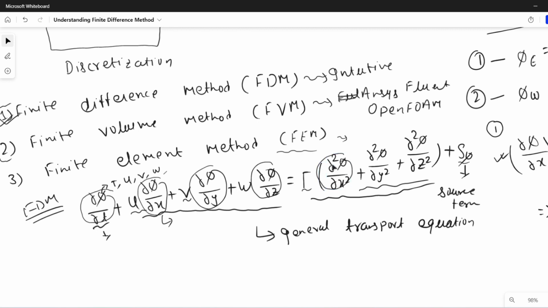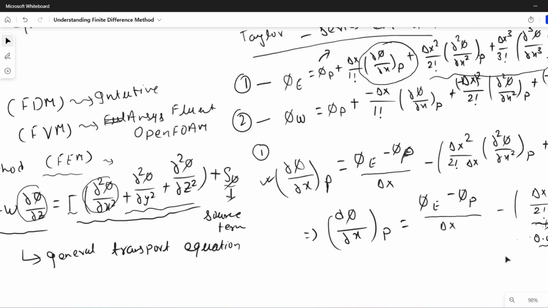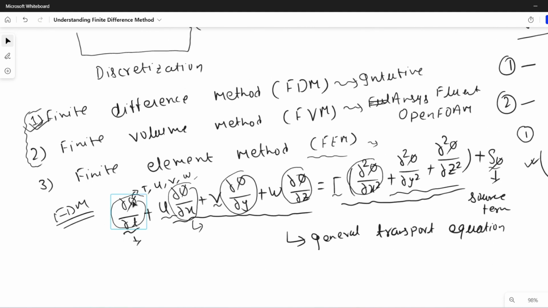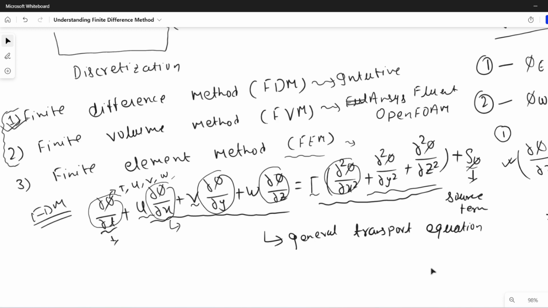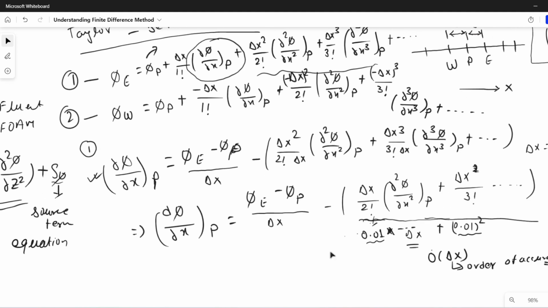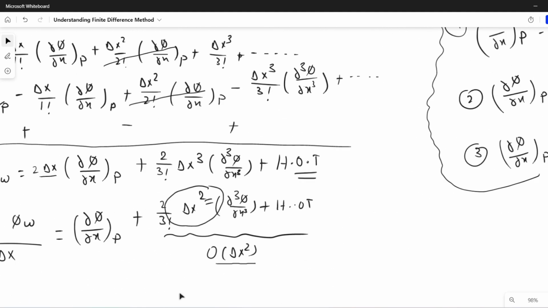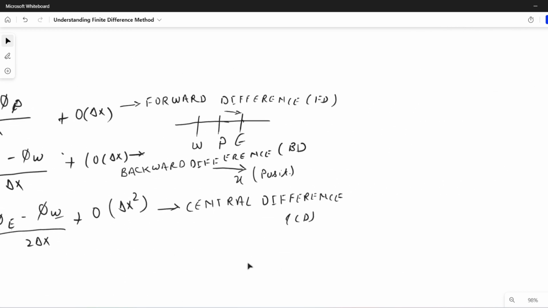So we have ∂²φ/∂x², ∂²φ/∂y², and ∂²φ/∂z². We have seen how to calculate the first order terms, ∂φ/∂t and ∂φ/∂x. All these terms can be calculated using the finite difference method, but we still have to see how to find out these terms, ∂²φ/∂x² and all the other terms of the second order. So let us do that.